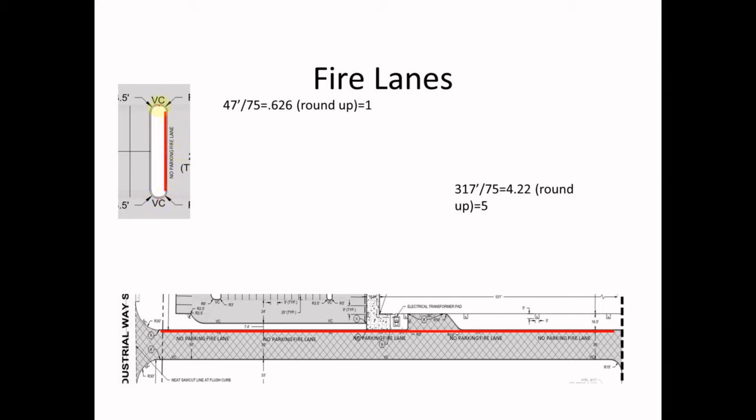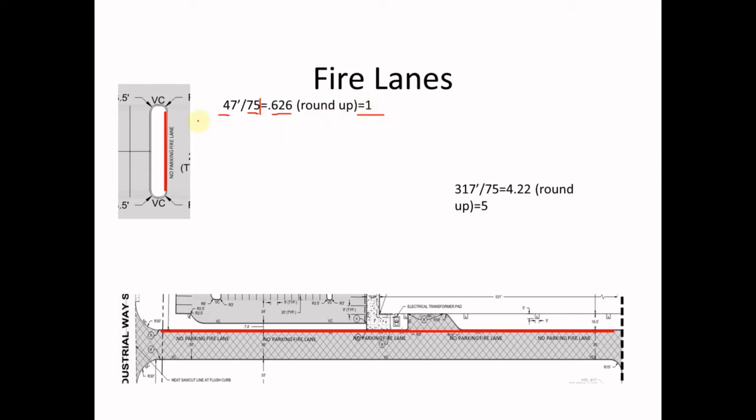Ultimately, what you're going to do is measure this. In this case, I already placed the red stripe here. So measure this distance with your wheel or however you're going to do it. In this case, it's 47 feet. Divide that 47 feet by 75. This is just a value that I calculated in order to make this system work. You get 0.626. We're going to round that value up.